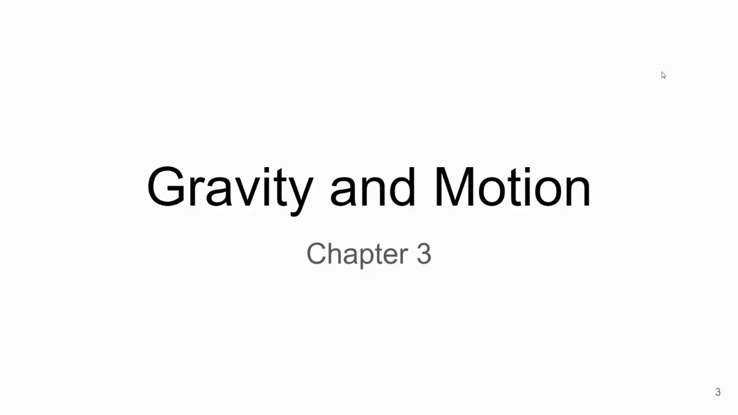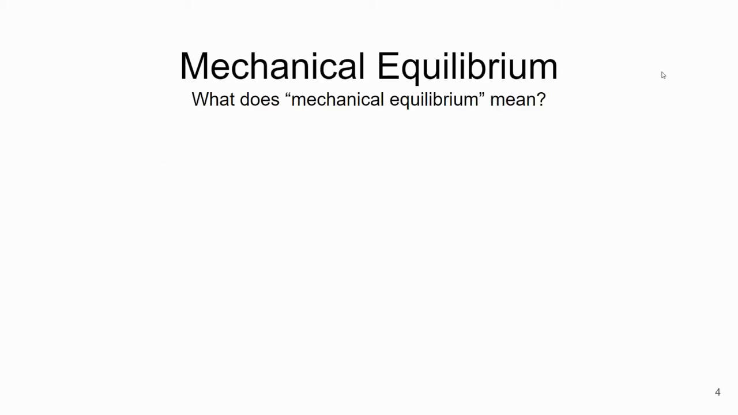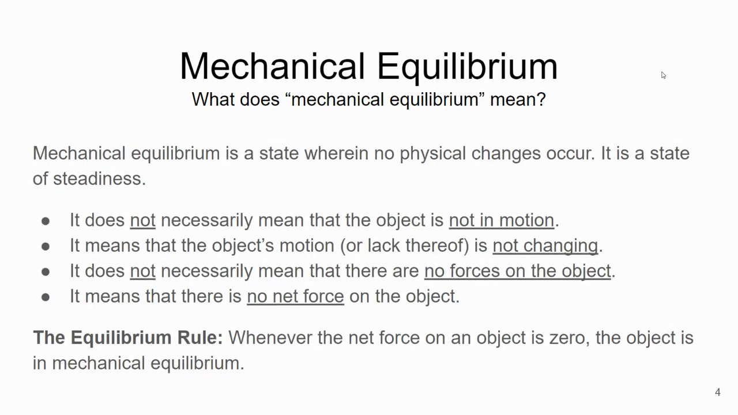So here we go. Chapter 3, Gravity and Motion. This chapter is like a crash course in physics. So we have this idea in physics called mechanical equilibrium. What does mechanical equilibrium mean? Mechanical equilibrium is a state of steadiness. It is a state wherein no physical changes occur.